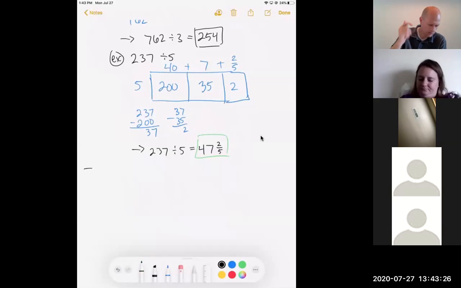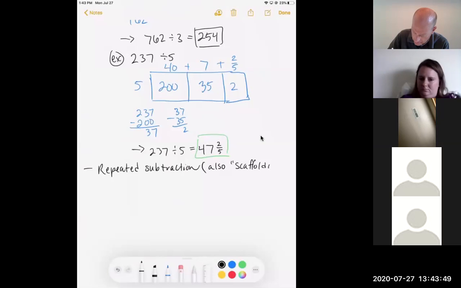The next one that we're going to do is called repeated subtraction. And some of you that may work in schools might have also called this something else. I first learned of it as called scaffolding. Some people call it the Big 7 method.